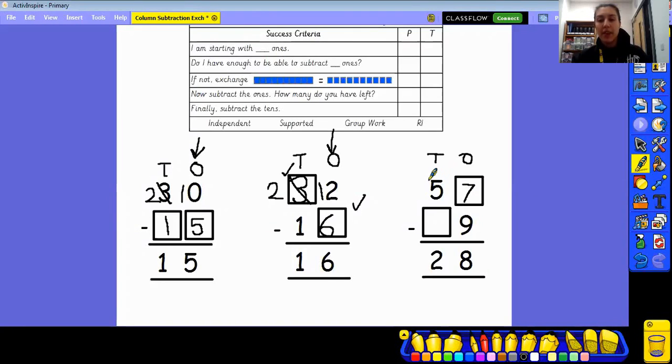So that would mean that that 10 in 17 would come from my tens column. So that would mean I wouldn't have 5 tens anymore. I would only have 4 tens. So then 4, take away something equals 2. That's right, 4 take away 2 equals 2.